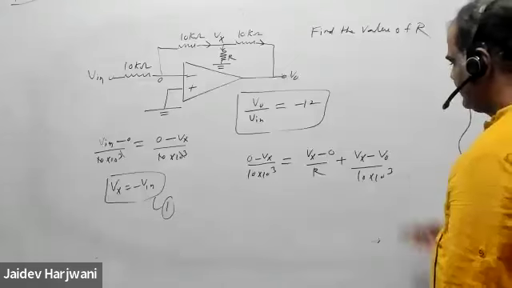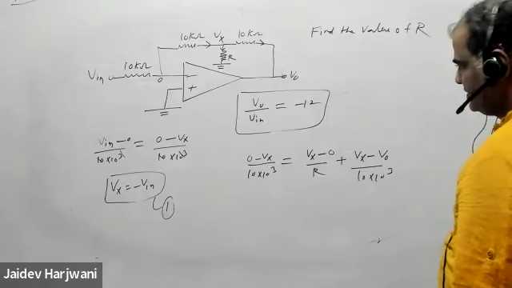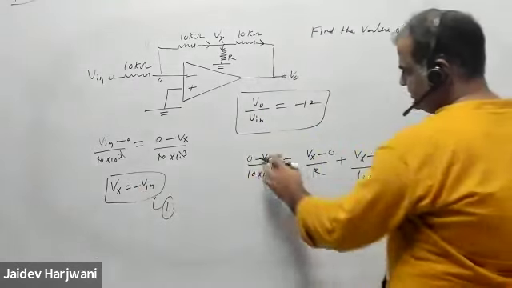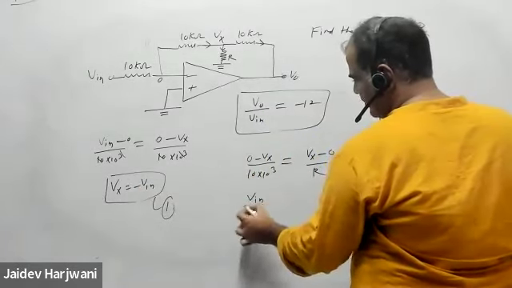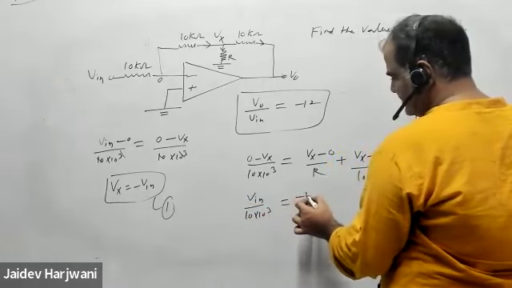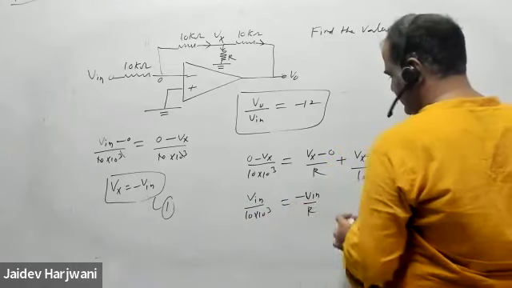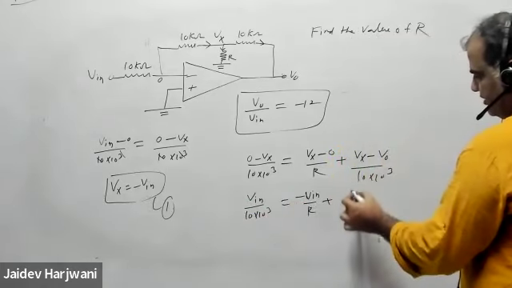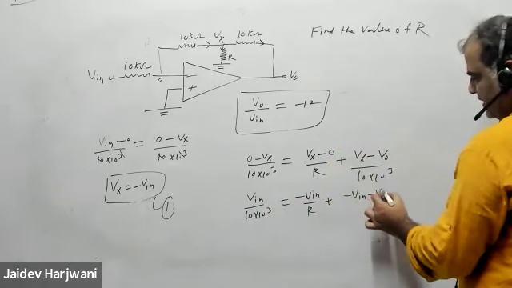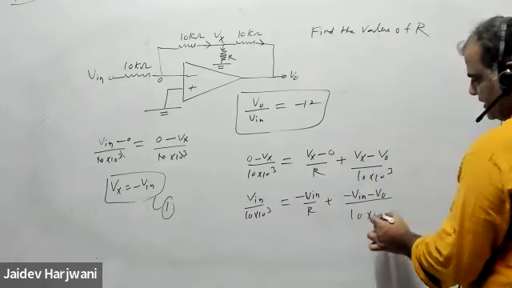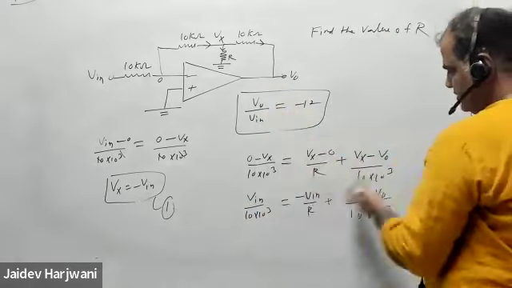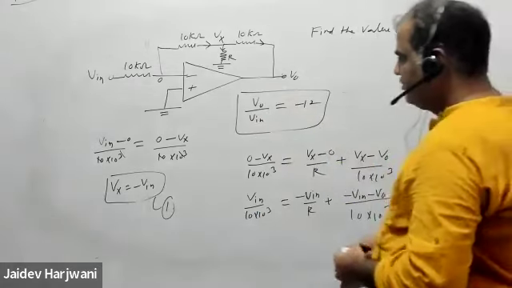Now you can solve this one. You can find the value of R, and now you can put Vx is equal to minus V input. So this will become plus V input by 10 into 10 to the power 3. This will become minus V input upon R, and this becomes minus V input minus V naught upon 10 into 10 to the power 3. Solve this one. This value is given. Use this value and solve this one and find the value of R.